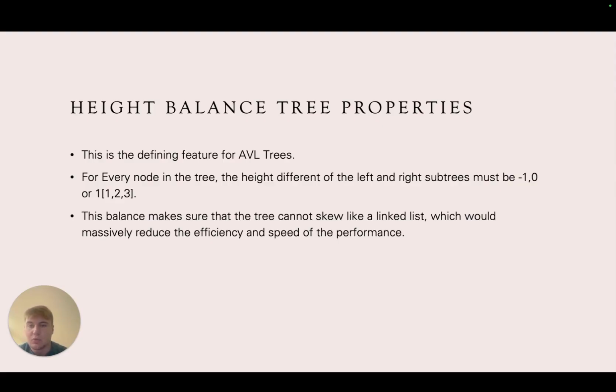And now let's go to height balance properties. This is the defining feature of AVL trees. For every node in the tree, the height difference of the left and right subtrees must be -1, 0, or 1. This balance makes sure that the tree cannot skew like a linked list, which would massively reduce the efficiency and speed of the performance.